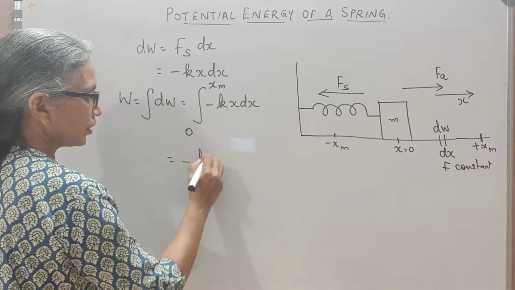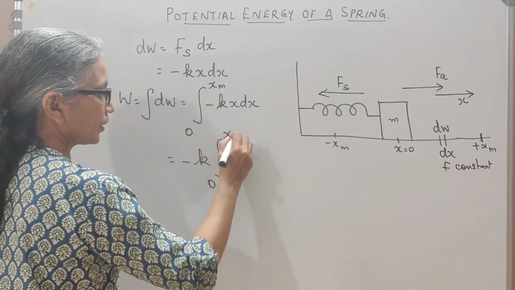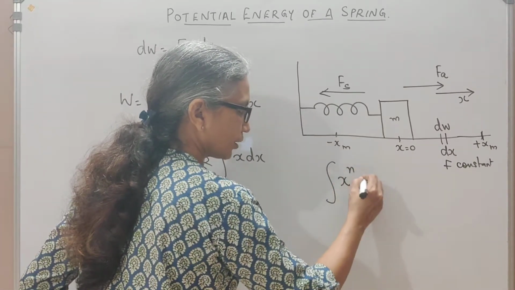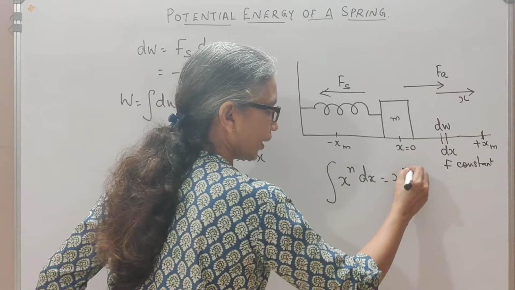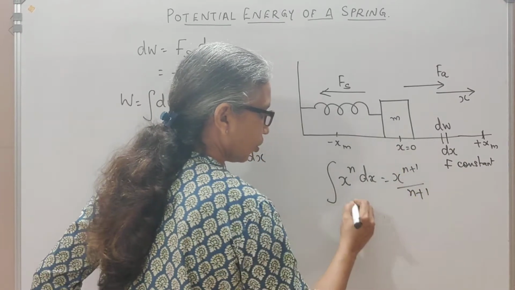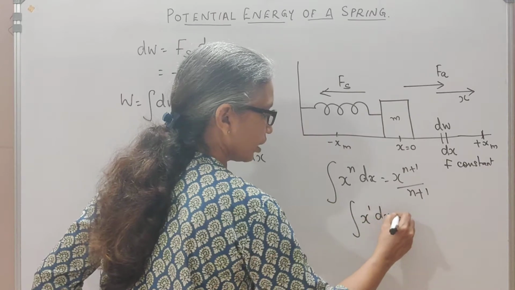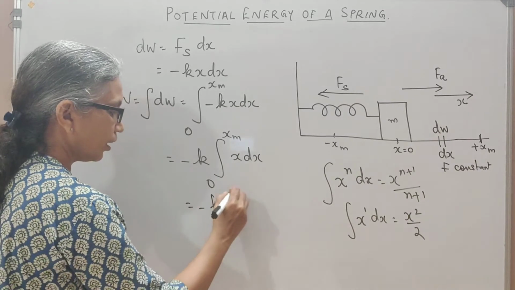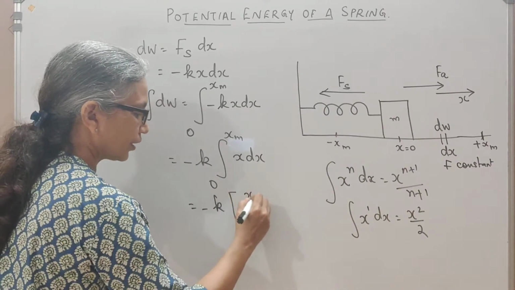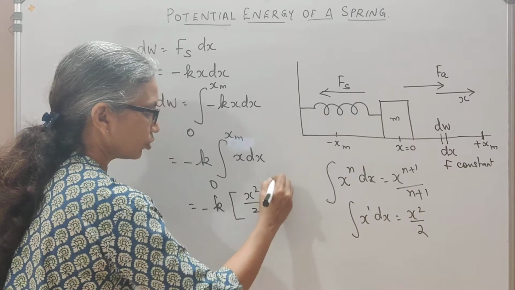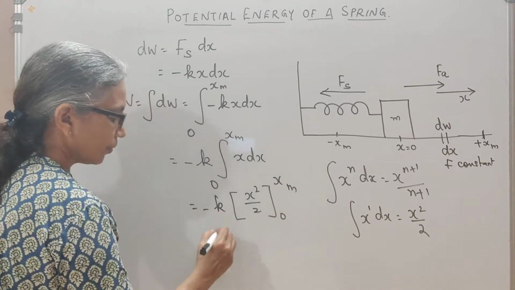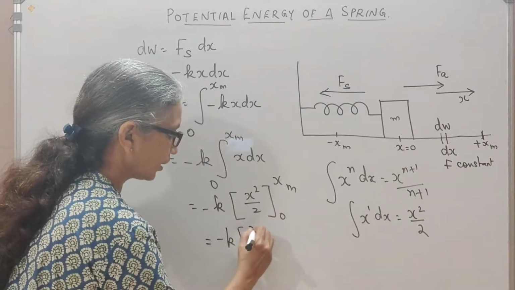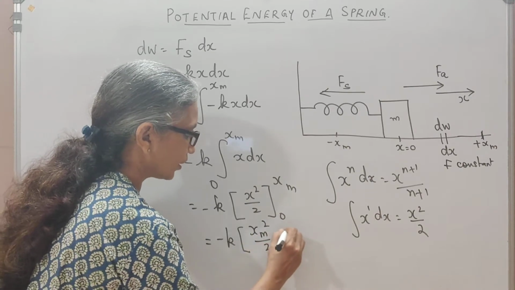So I'm going to take this minus k outside, integral from 0 to xm of x dx. I hope you remember, I've already taught you that integral of x raised to n dx is x raised to n plus 1 by n plus 1, or integral x dx will be x squared by 2. So we have here minus k, and after integration, this is x squared by 2, limit 0 to xm. So this is minus k into, this x we will first take the upper limit, so this will become xm squared by 2 minus 0.